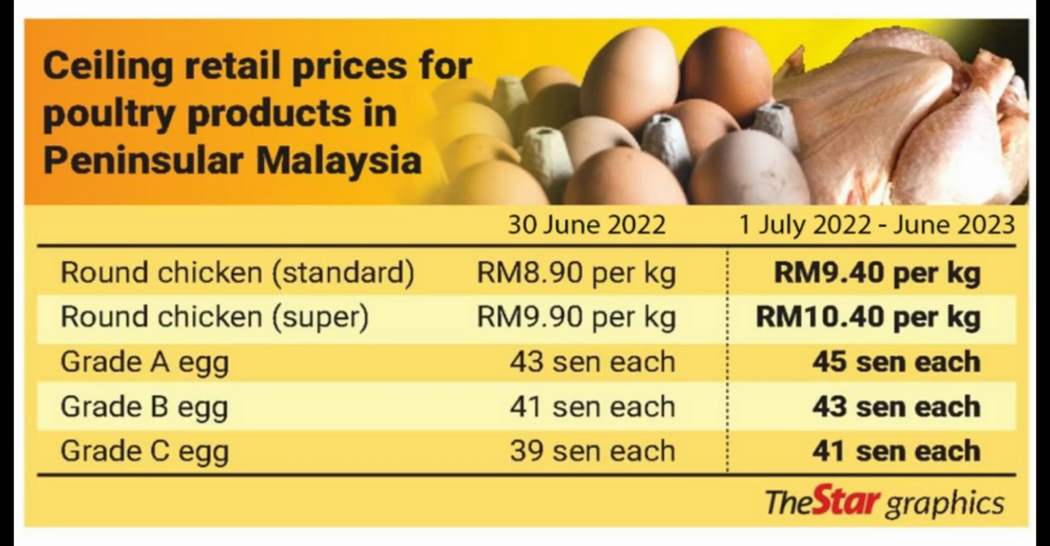This is the government selling retail price for poultry products in Peninsular Malaysia. On 30 June 2022, grade A was 43 cents, grade B 41 cents, and grade C 39 cents. After that, from 1 July 2022 until June 2023, the price increased to 45 cents for grade A, grade B increased to 43, and grade C to 41 cents each.